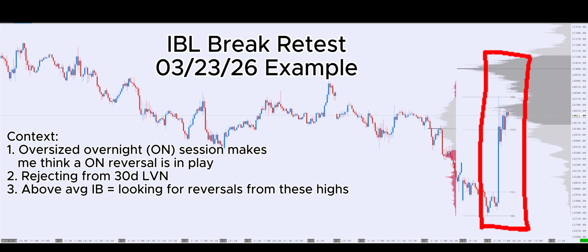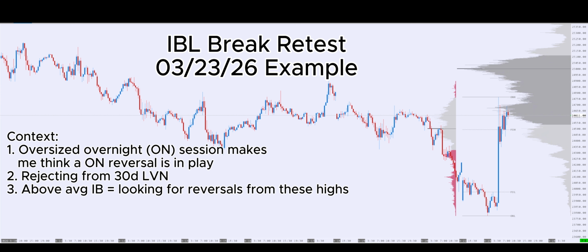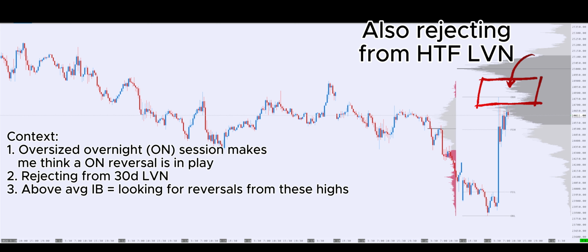All right, this is from March 23rd. It's my second attempt at this IB low short. The context was that Globex was very, very oversized. It was almost 1,000 points, you can see here, and I was expecting a reversal. Typically, with really big Globex ranges, I usually see the price doesn't continue and we reverse.